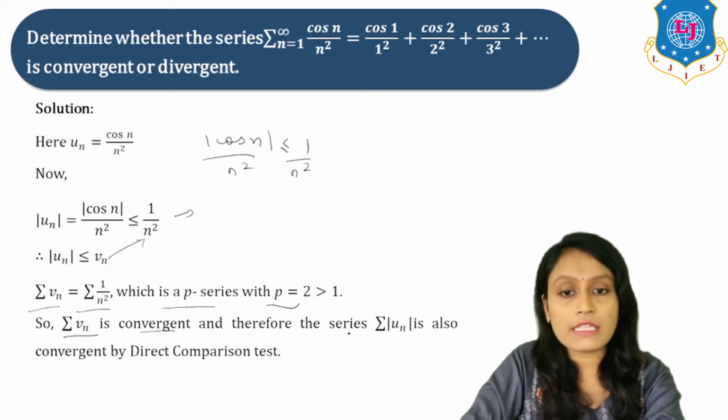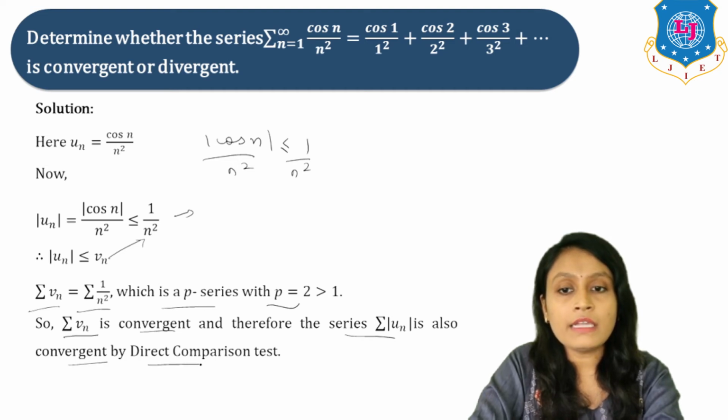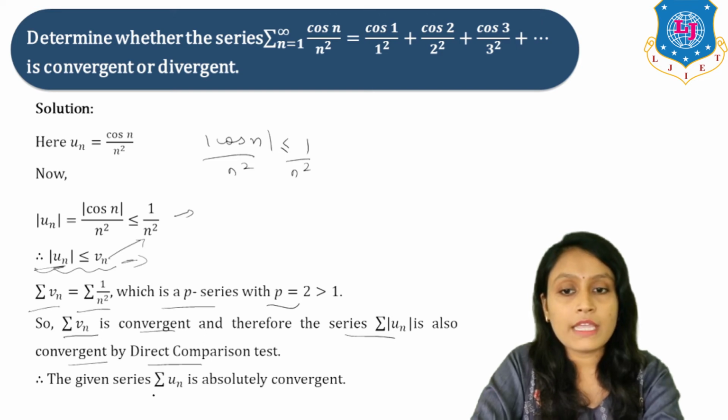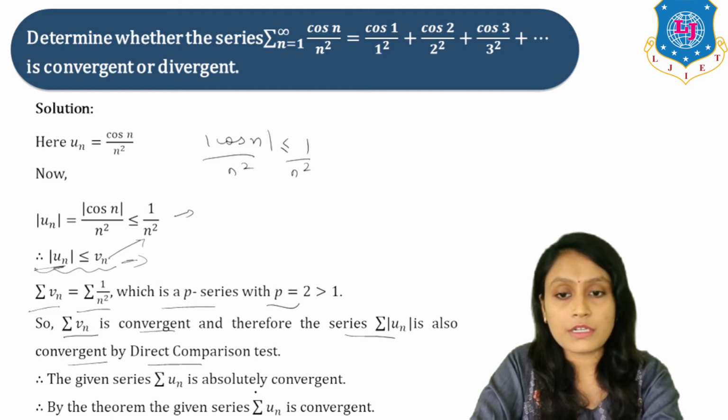And therefore we can say that the series mod un is also convergent by direct comparison test. Why? Because here we have this condition and also this vn is convergent. Therefore by direct comparison test we can say that this series mod un is also convergent. So we can say that the given series un is absolutely convergent.